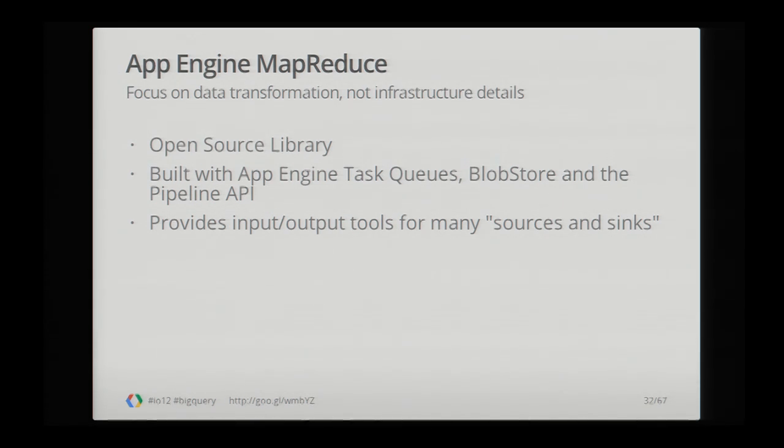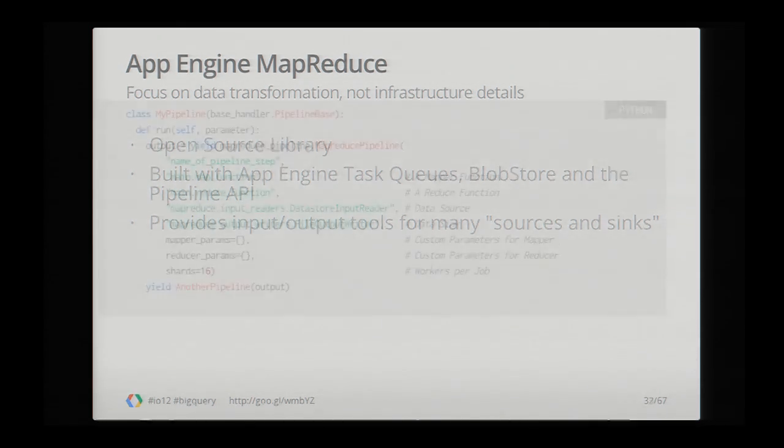What's amazing is that by using the Pipelines API as a framework for the Google App Engine MapReduce, the amount of code you have to write to coordinate these kinds of tasks is really, really small. And I'll show you right now what it looks like.